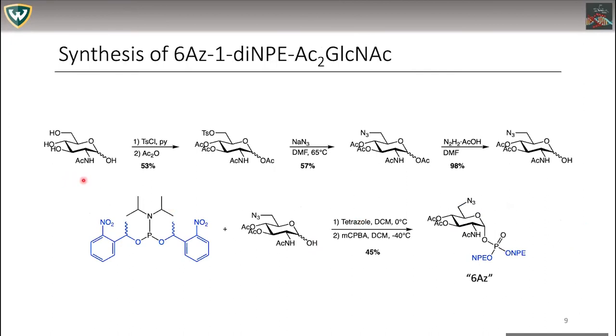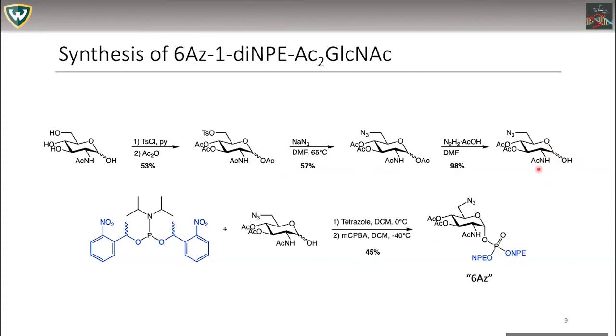Once we have our cage donor in hand, we can take the GlcNAc that we have made with the azide. So we start with just regular GlcNAc. We tosylate the 6th position using tosyl chloride and pyridine before adding acetic anhydride to get this peracetylated compound here. And then we can just do an SN2 reaction with sodium azide in DMF, gently heating at about 65 degrees to stick this azide here at the 6th position to give us the 6-azido peracetylated GlcNAc that we're quite familiar with. If you subject this to conditions with hydrazine acetate and DMF, you can get this anomeric deprotected sugar in about a quantitative yield.